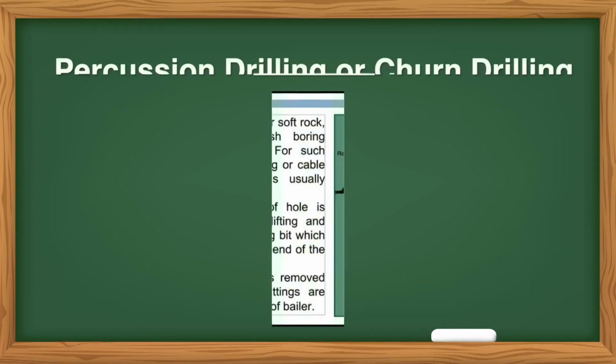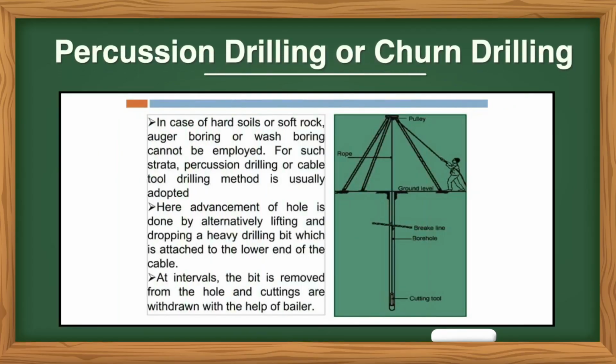In case of hard soil or rock, auger boring or wash boring cannot be employed for such strata. The percussive drilling or cable tool drilling method is usually adopted. Here, advancement of the hole is done by alternately lifting and dropping a heavy drilling bit which is attached to the lower end of the cable.